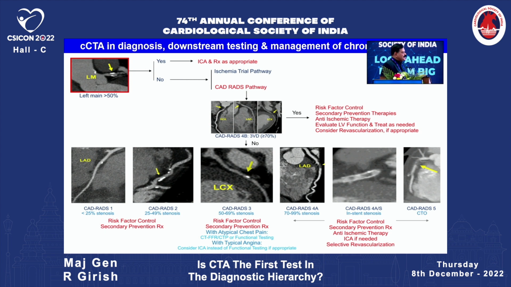Whereas for RADS 4 and 5, RADS 4A is basically 70 to 99% stenosis, and 4B is left main stenosis or triple vessel disease, more than 70%. RADS 5 is chronic total occlusion. So here, in addition, they require anti-ischemic therapy, coronary angiography with or without revascularization.